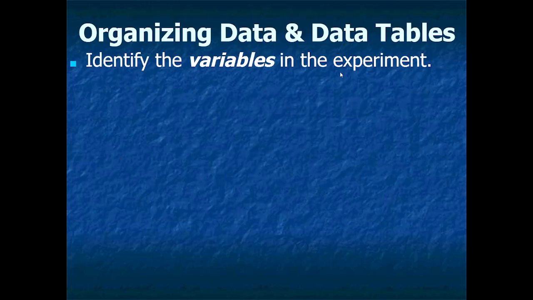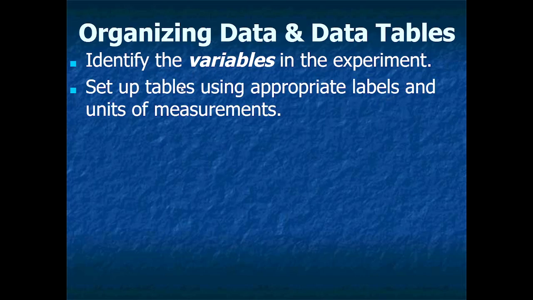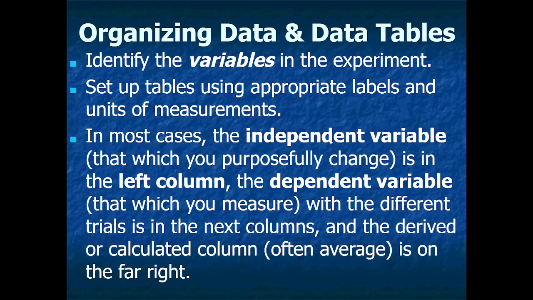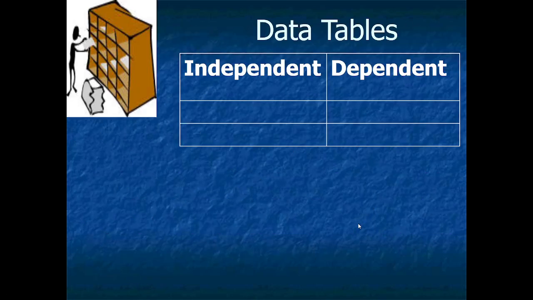Organizing data and data tables. Identify the variables in the experiment. Set up tables using appropriate labels and unit of measurements. In most cases, the independent variable, which is the variable that you purposely change, is in the left column, and the dependent variable, which is the one you measure with the different trials, in the next columns. And the derived or calculated column, often average, is on the far right.